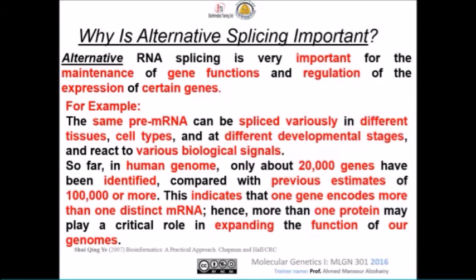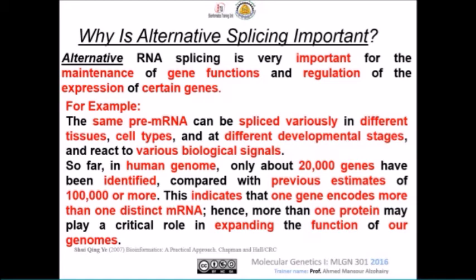Okay, why is alternative splicing important? Alternative RNA splicing is very important for the maintenance of gene function and regulation of expression of certain genes. For example, the same primary transcript, the same messenger RNA, can be spliced variously in different tissues, cell types, and different developmental stages, and react to various biological signals.